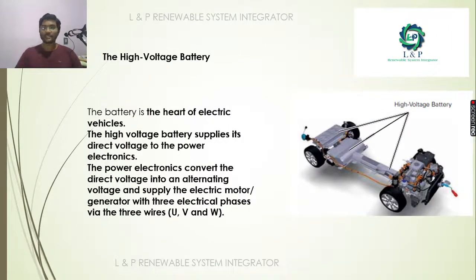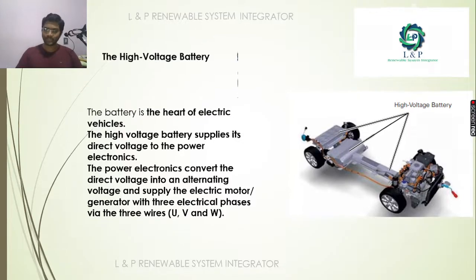This is how the electrical motors are normally designed in a simpler way inside this electric vehicle. The next important part is the high voltage battery. It is the heart of the electrical vehicle. It supplies as well as gets charged. It supplies the DC voltage to the power electronic equipment. The power electronic equipment will convert the DC into AC and supply it to the electrical motor. The electrical motor will be an AC motor, which will have 3 wires, U, V, and W, 3 phases.